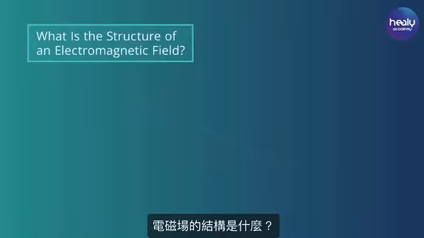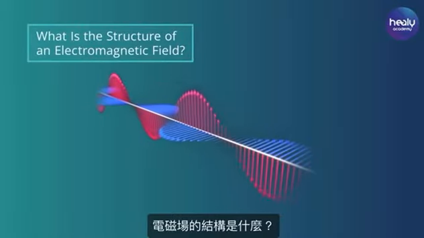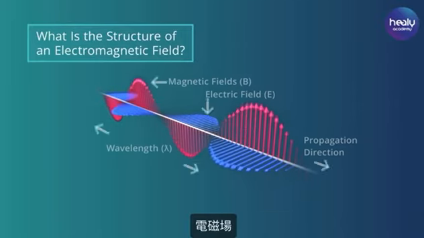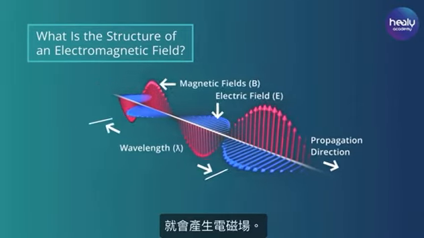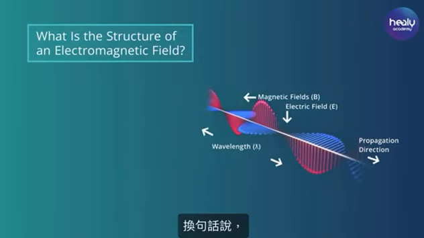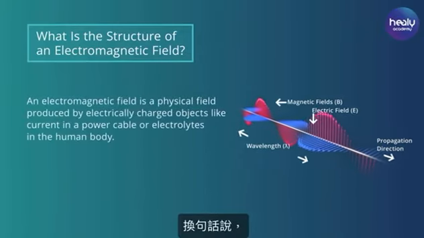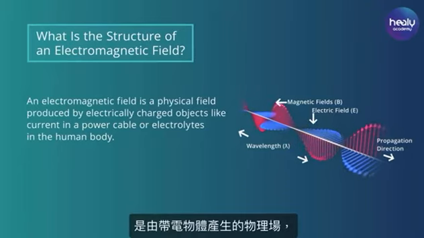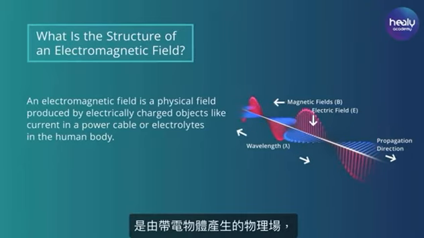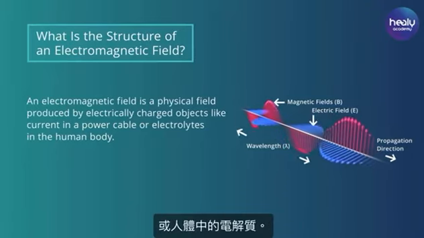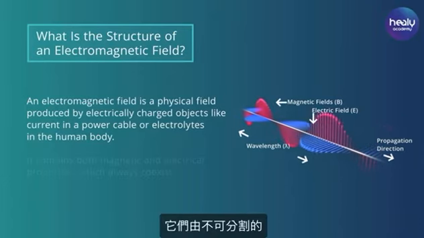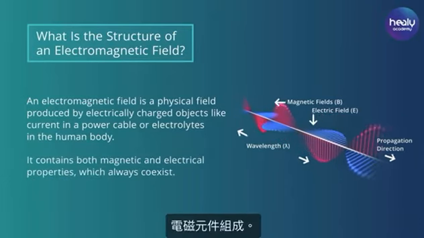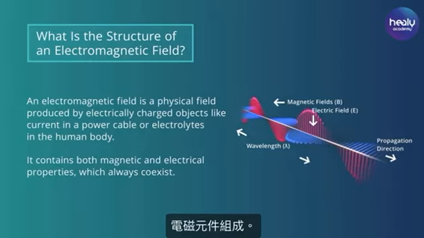What is the structure of an electromagnetic field? Electromagnetic fields are created as soon as charges or charged particles move or change their velocity. So in other words, an electromagnetic field is a physical field produced by electrically charged objects like current in a power cable or electrolytes in the human body. As the name suggests, they are composed of inseparable electrical and magnetic components.